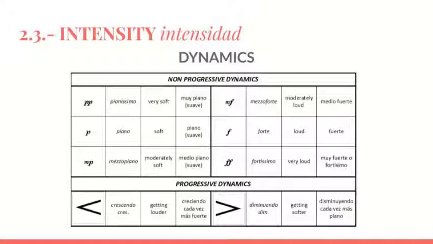In music, we represent intensity with dynamics. These are Italian words used to express the different degrees of intensity. In this table, you can see the dynamic indications.